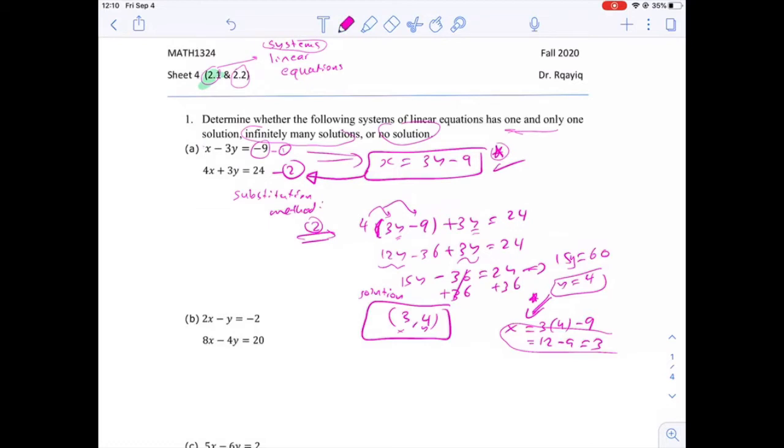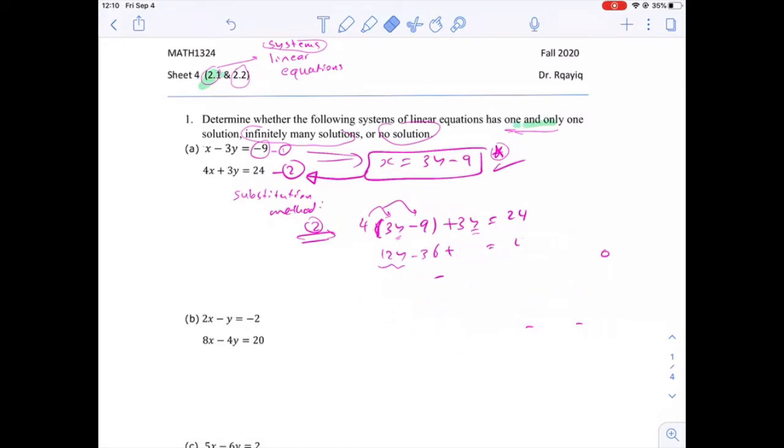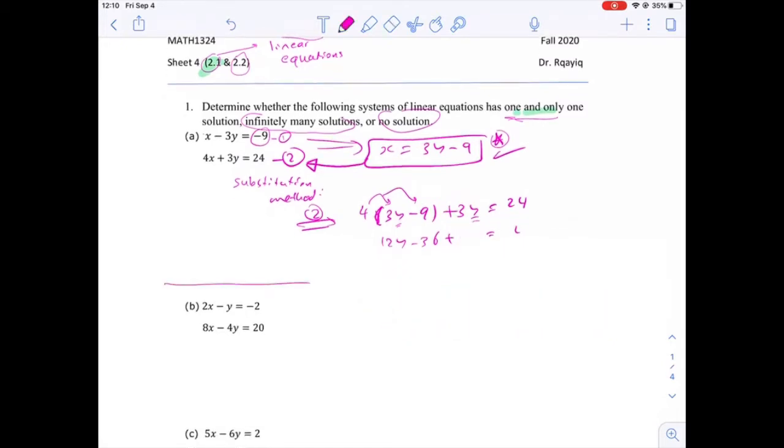So we only have one solution in this case. So one solution. So x, y, this ordered pair is considered as one solution. Now let's do problem 2. I'm gonna erase this part to get more space to solve the second problem.